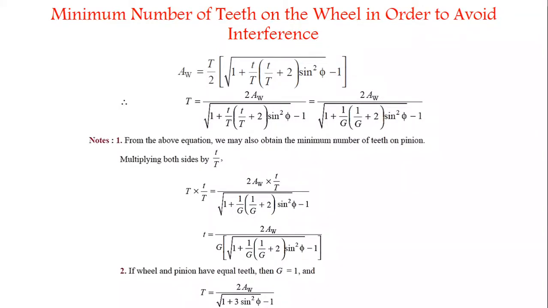And the second case: if the wheel and pinion have equal teeth, G equals 1, we will get 2AW divided by the square root of 1 plus 3 sin squared phi, minus 1. Here we have to listen carefully. The square root is only up to this sin squared phi. The minus 1 is outside of the square root.